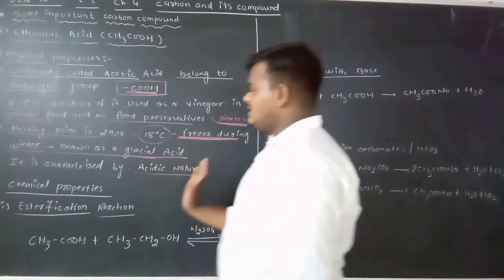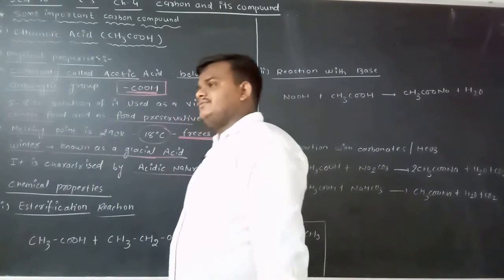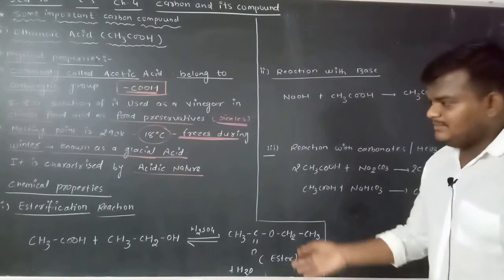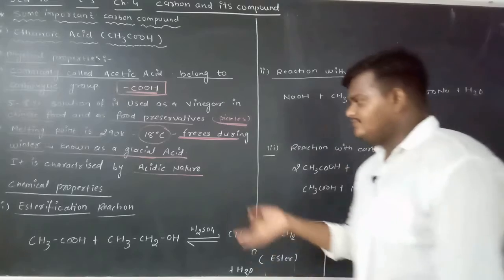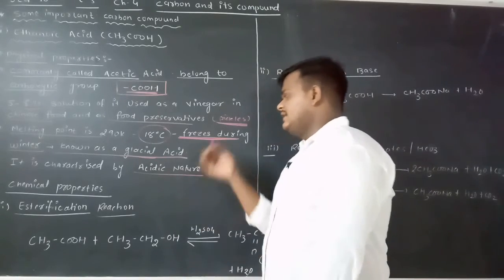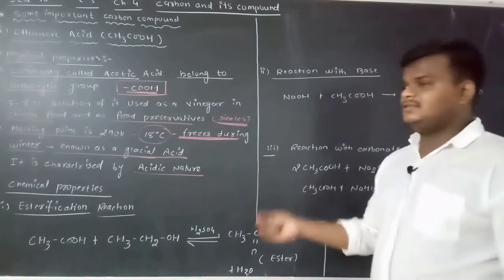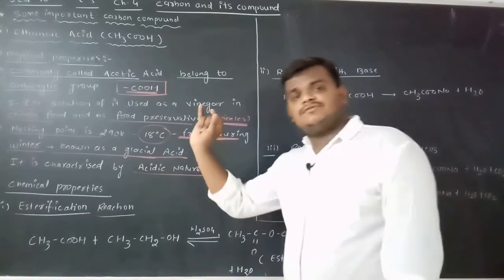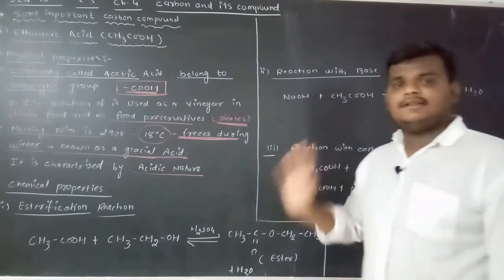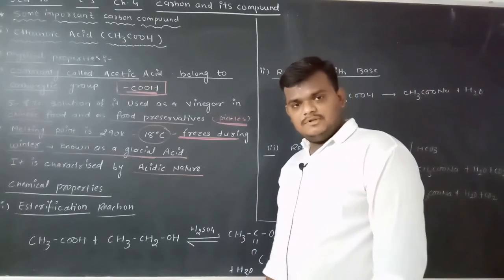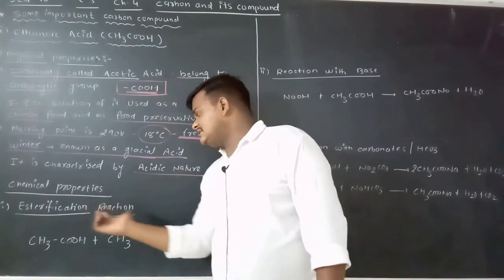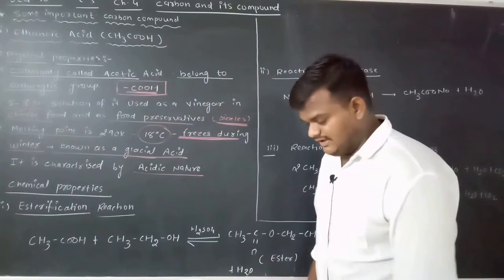Now we are moving towards the chemical properties of ethanoic acid. So in the first chemical property, we will derive from the reaction of acetic acid with alcohol in the presence of H2SO4, or highly concentrated acid. So what occurs in this case? This reaction is commonly known as an esterification reaction.